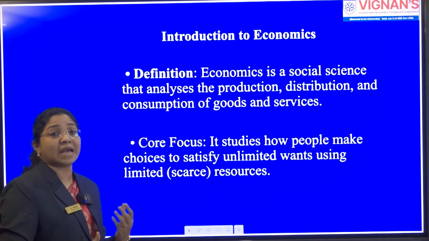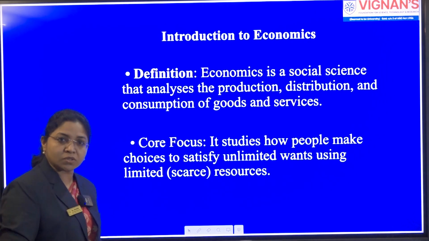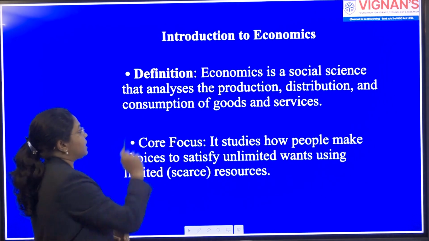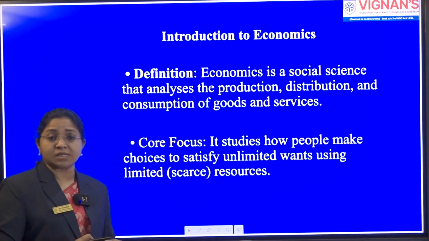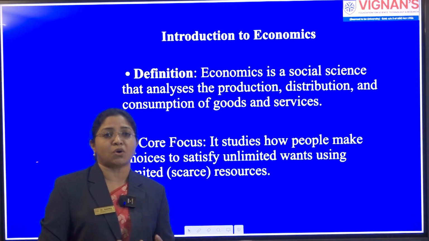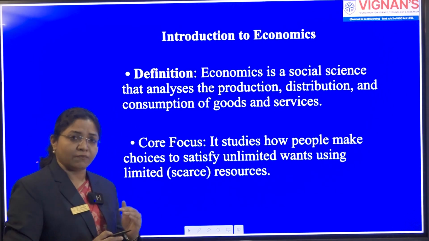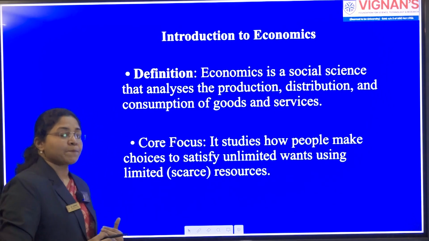That is why we call it a social science. So, like many other social sciences, economics also is a social science. Economics is a social science that analyzes production, consumption and distribution of goods and services or resources. So, what is production? We will come to that in the next slide.